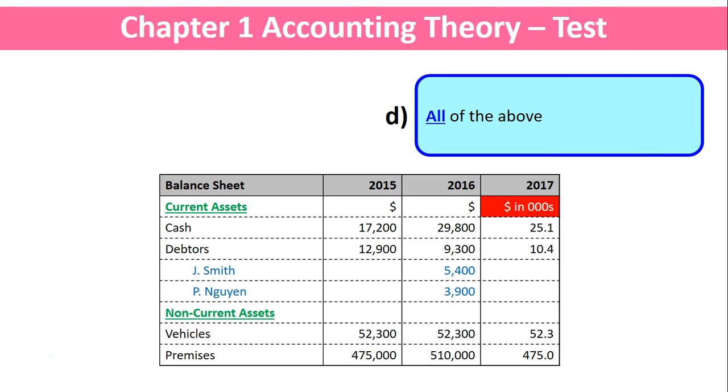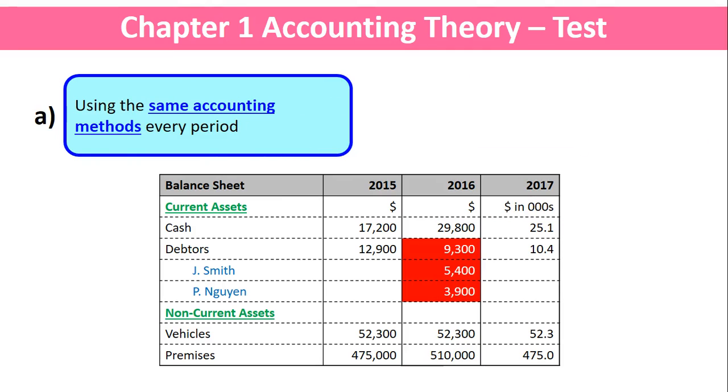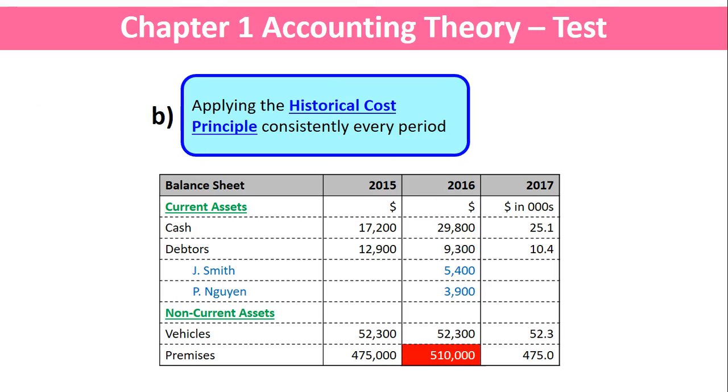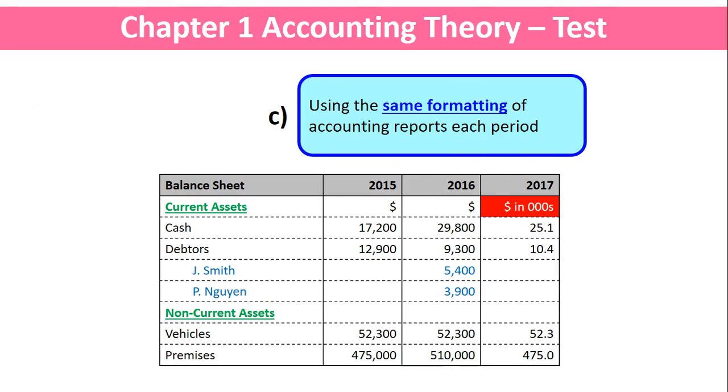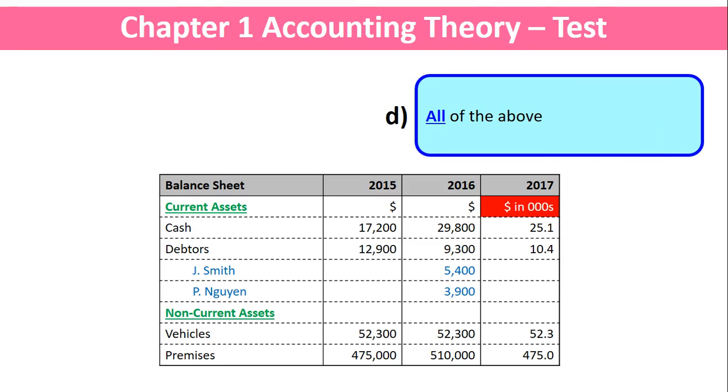The point we're trying to demonstrate with this balance sheet is that the answer to this question is actually going to be D. To support the qualitative characteristic of comparability, we need to do three things. Use the same accounting methods every period, apply the historical cost principle every period, and use the same formatting of accounting reports each period, leaving our answer as D. All of the above measures would help support the qualitative characteristic of comparability.